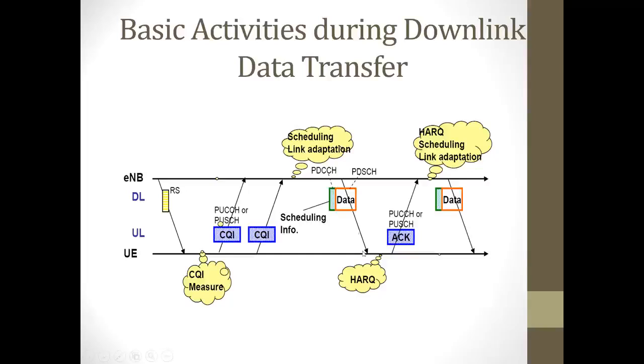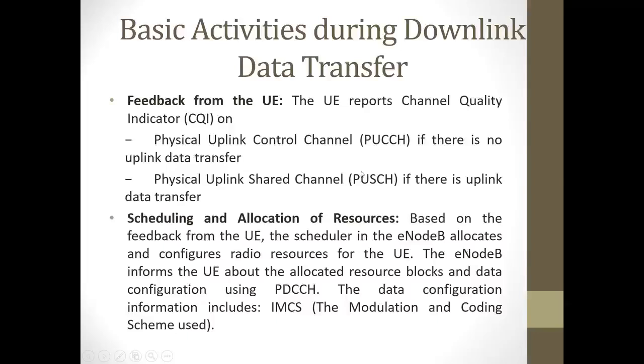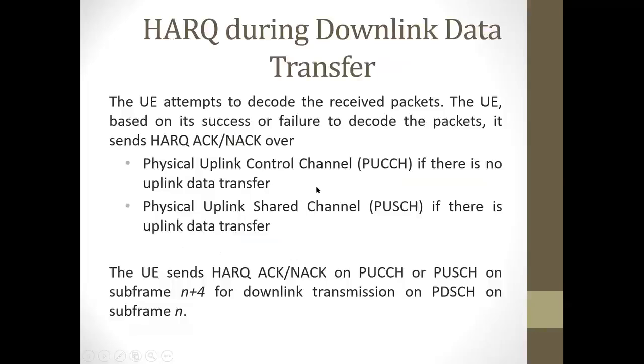So how do you send ACK NACK? That is again some uplink transmission, like before. If there is uplink data transfer going on along with downlink data transfer, then use PUSCH to send your ACK or NACK. If there is no uplink data transfer, then use PUCCH. Then the eNodeB, if it is NACK, will retransmit the data. So this is something explained here.